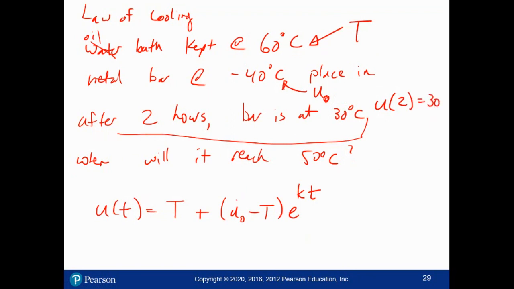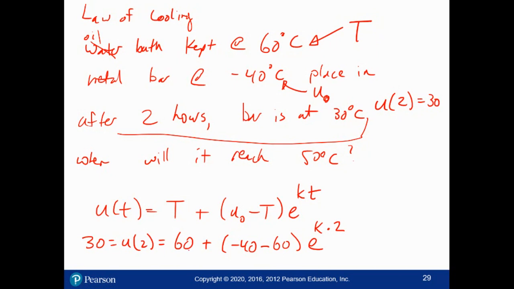So let's take all of that information and put it in here. So U of 2 is equal to 30. But that's also going to be capital T, 60, plus U naught, negative 40, minus T, minus 60, e to the k, which is unknown, and then t is 2. Okay, now here we're going to end up with a slight problem. No, sorry, we won't. So we can solve this.